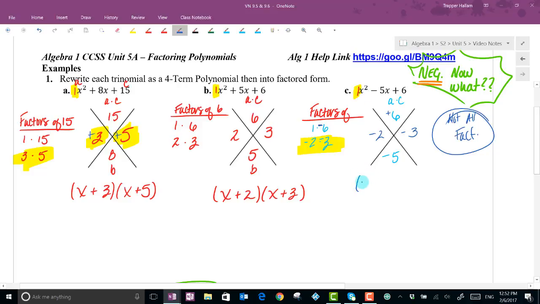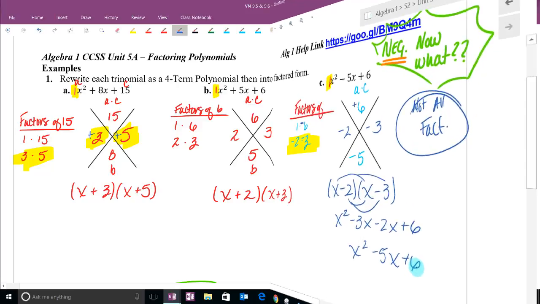We're going to take our variable x and we're going to subtract 2. And then we're going to take x and we're going to subtract 3. And those are our factors. And again, if you want to multiply it out real quick, x times x, x squared, x times -3, -3x, -2 times x, -2x, and -2 times -3 is +6. That's going to be x squared minus 5x plus 6. It's always good to check those just to make sure you're doing it right.